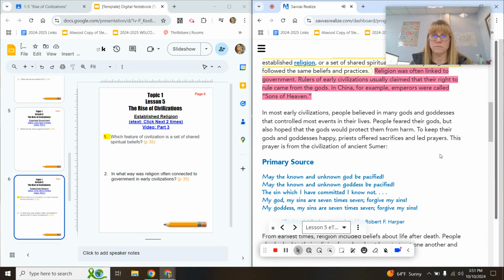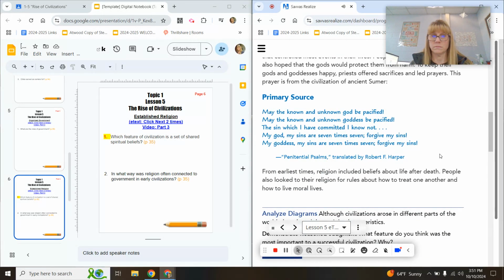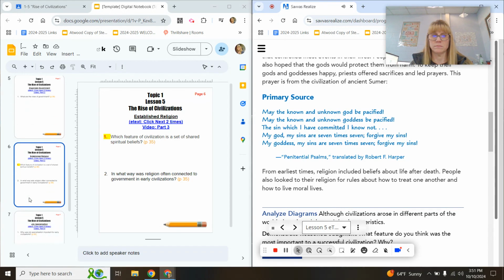This prayer is from the civilization of ancient Sumer. Primary source. May the known and unknown God be pacified. May the known and unknown goddess be pacified. The sin which I have committed, I know not. My God, my sins are 7 times 7. Forgive my sins. My goddess, my sins are 7 times 7. Forgive my sins. Penitential Psalms, translated by Robert F. Harper.